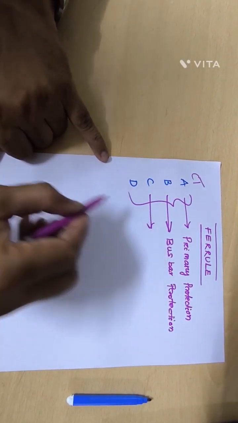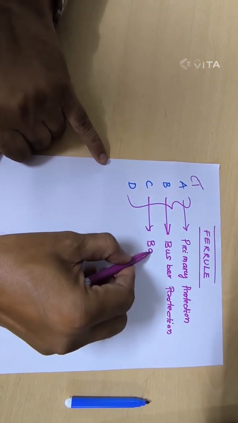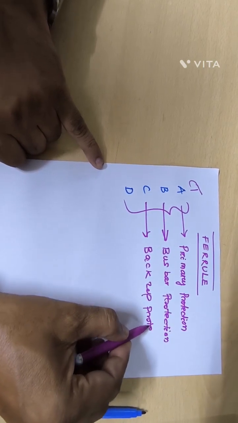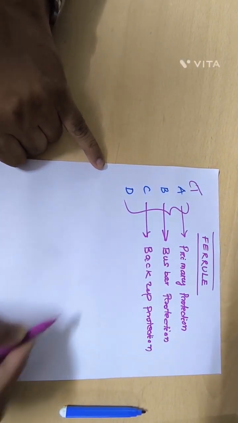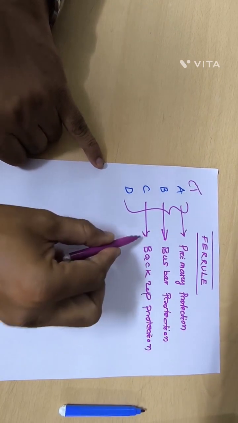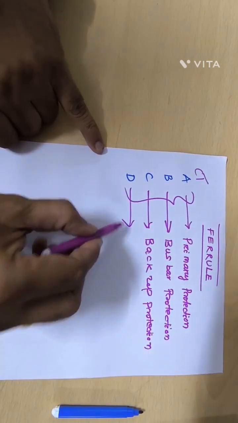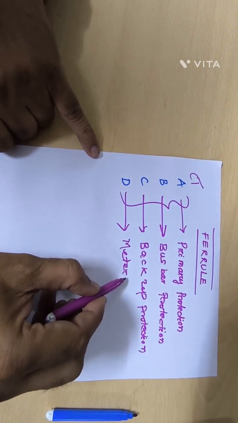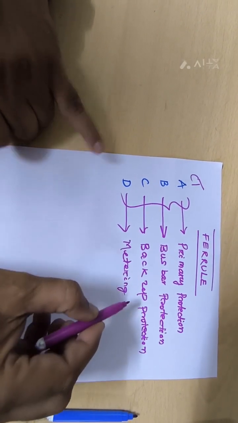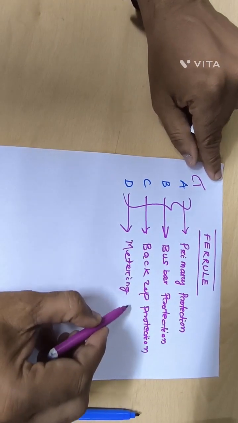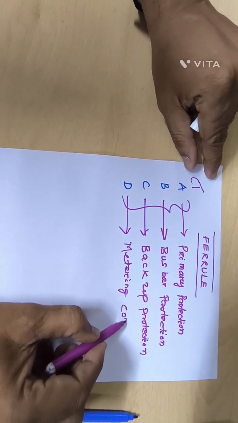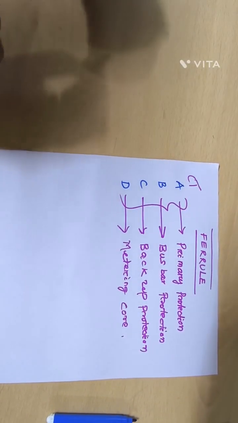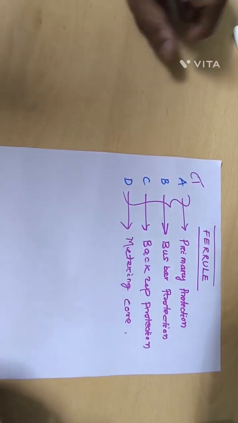Then C is the backup protection. Overcurrent and earth fault, these are all called backup protection. D is only for the metering core. Wherever you find a ferrule starting with D, it is a metering core CT. So ABCD means it is connected to CT, the current transformer.